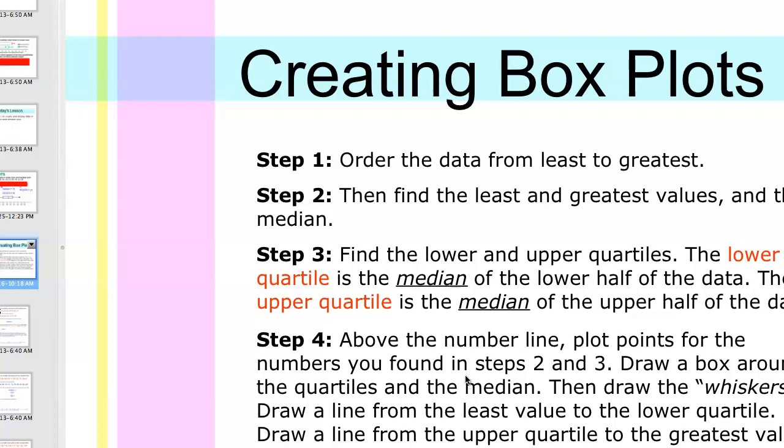Step 4, you have to draw your number line. You plot a dot for your min and max. You draw lines for your lower quartile, your median, and your upper quartile. You connect your lines with a box and then draw whiskers to your min and max.